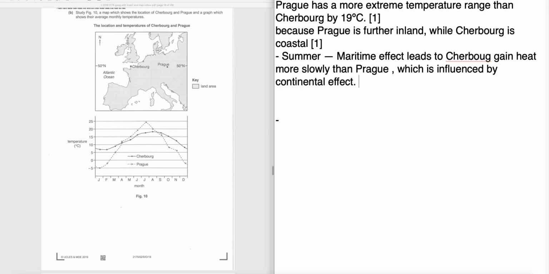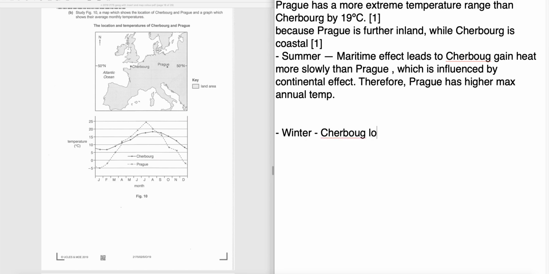So therefore, higher maximum temperature. Okay, maximum annual temperature. Then of course in winter, you know how the maritime Cherbourg loses heat more slowly. Okay, therefore it has a higher amount of heat.